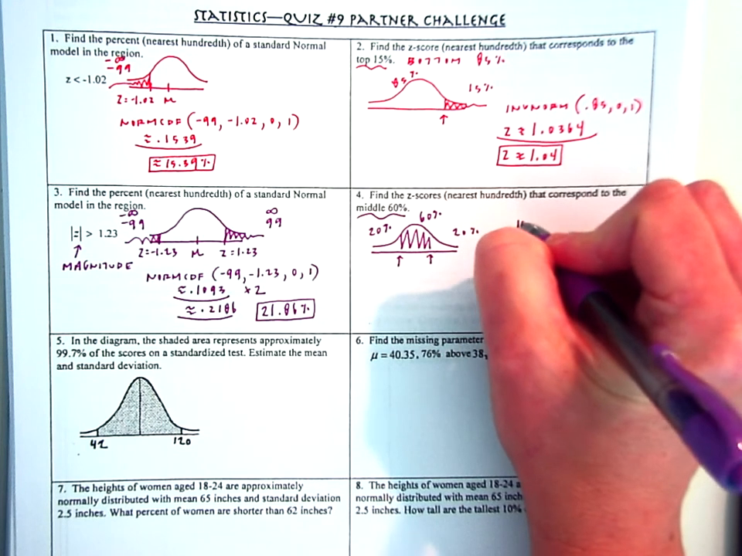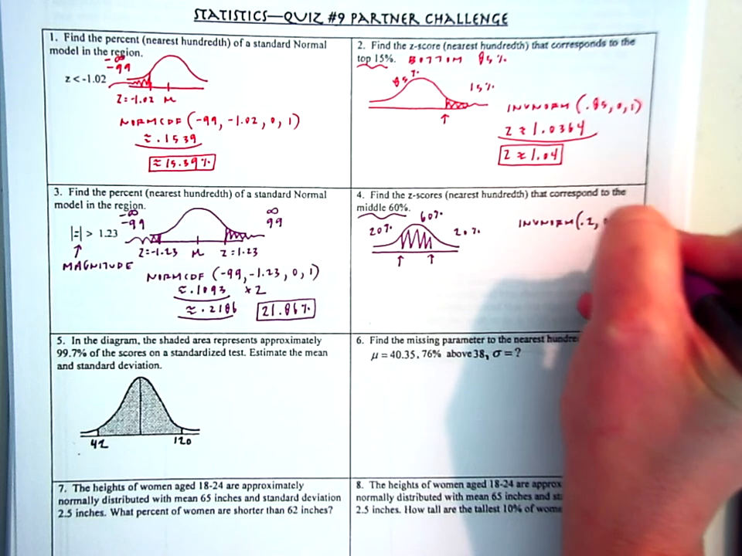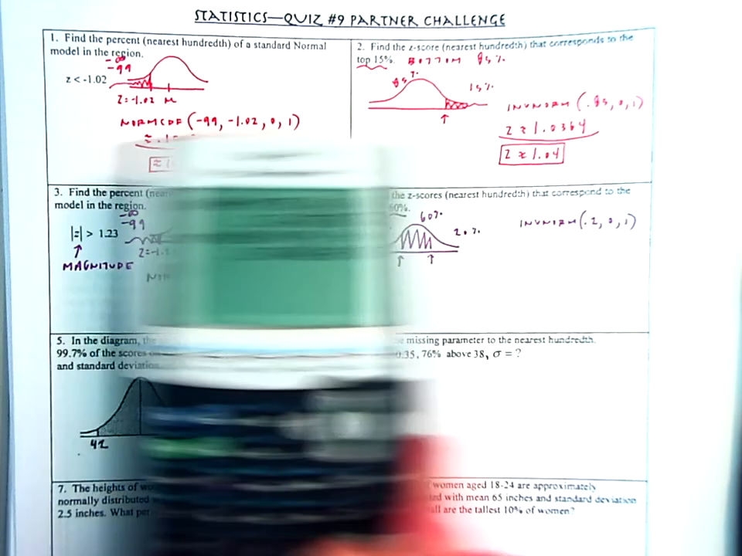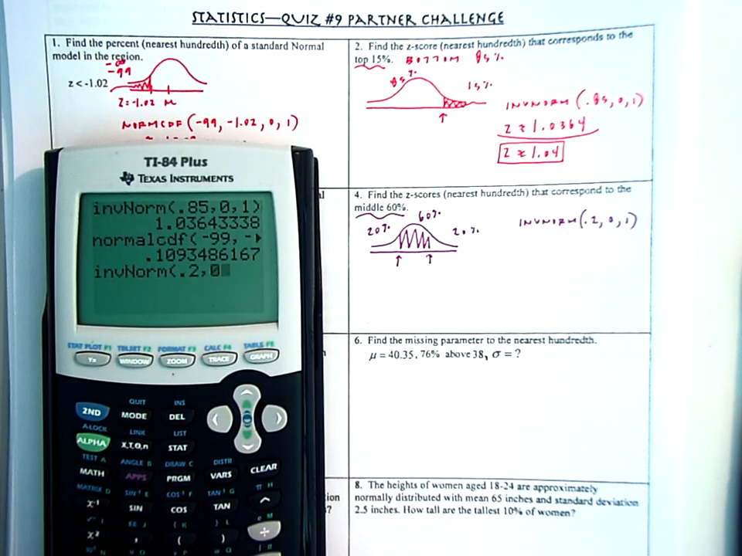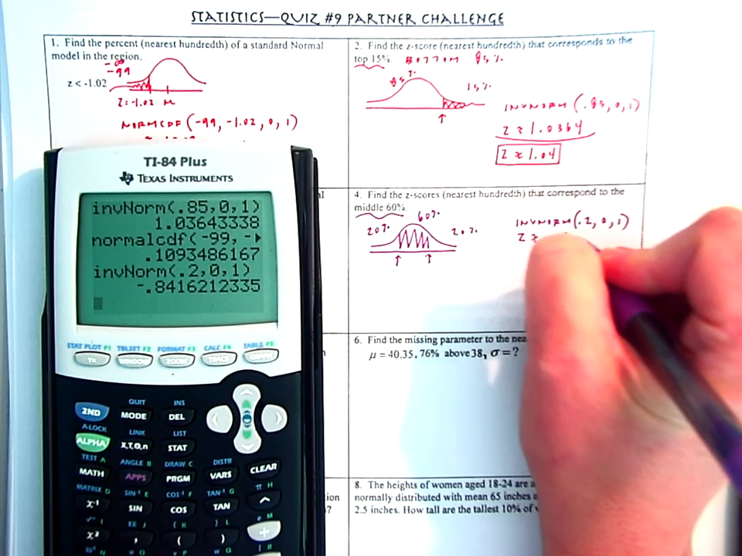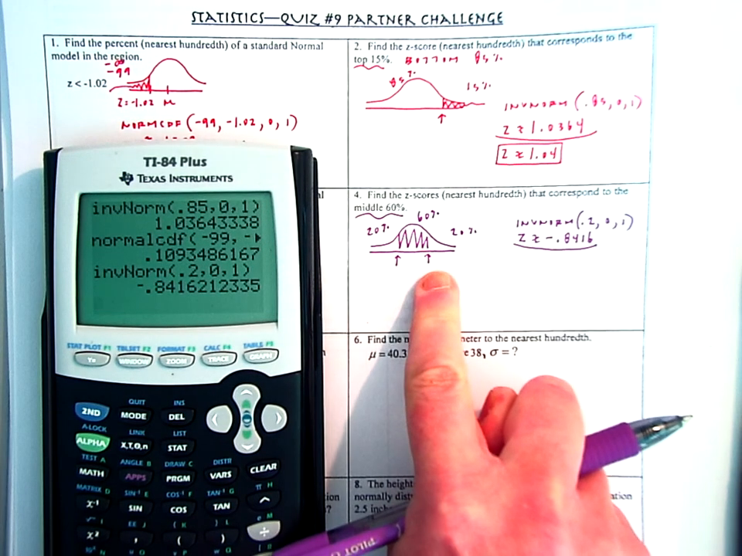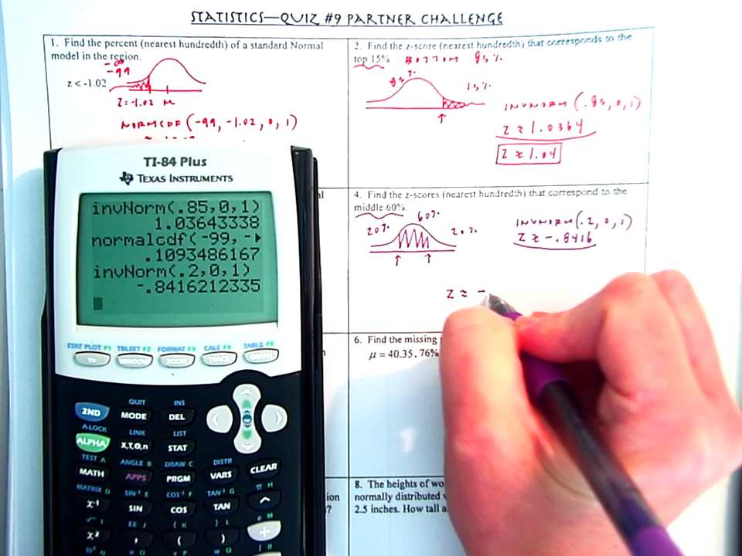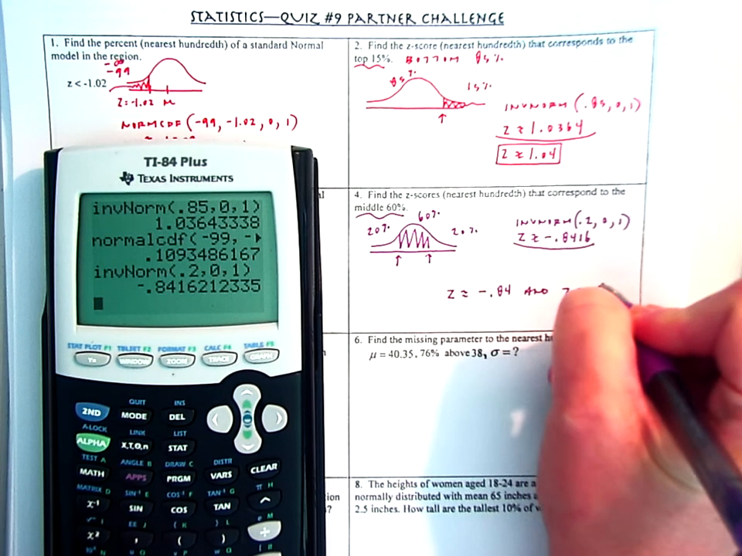And then I can do inverse norm, 0.2. Let me slide it to here so you can see both. So inverse norm, 0.2, 0, 1. And that's going to pump out the z-score of about negative 0.8416. So that would be the z-score here. Here would be its positive counterpart. And going nearest hundredth, I would say that z is about negative 0.84 and positive 0.84.